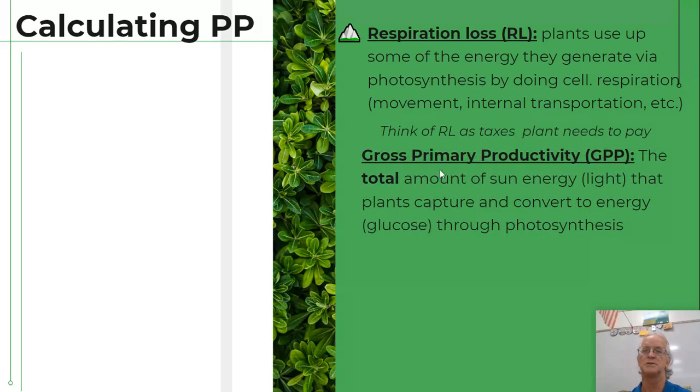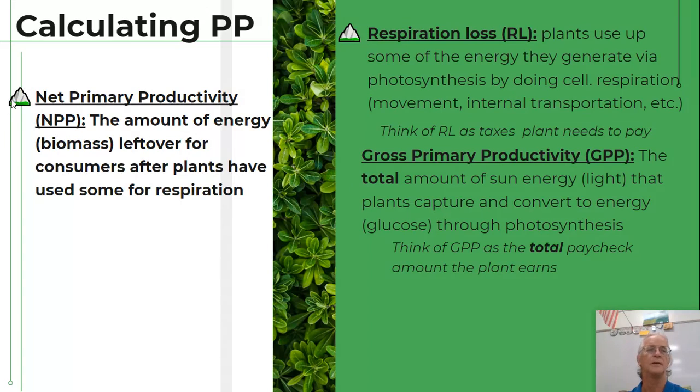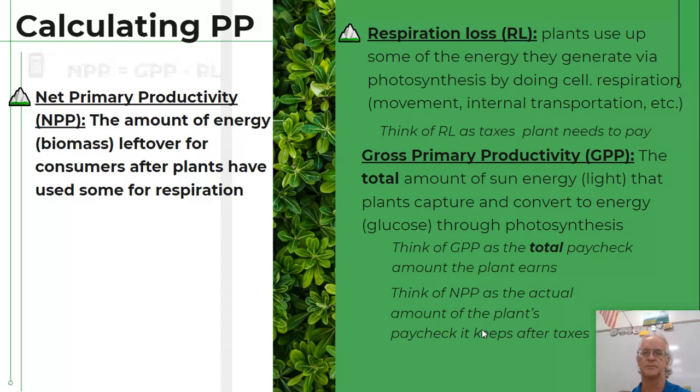Gross primary productivity is the total amount of sun energy or light that plants capture and convert into energy or glucose through photosynthesis. Think of gross primary productivity as the total paycheck the plant earns via the sun. Net primary productivity is the amount of energy or biomass left over for consumers after plants have used some of their energy for respiration. So think of net primary productivity as the actual amount of the plant's paycheck it keeps after taxes. NPP equals GPP minus respiratory loss. Gross minus loss equals net.